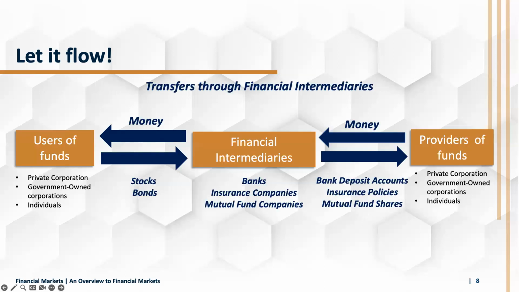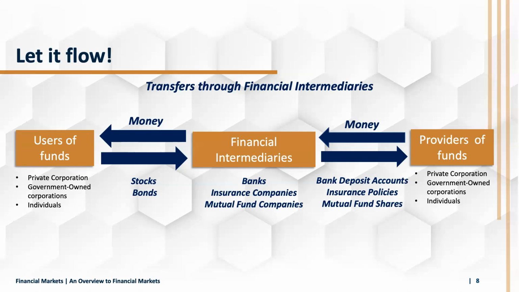Looks like this. As you can see here, it's almost the same as the diagram with the investment banks in the middle. But as you can see, there's a big difference. Why? Because the providers of funds will go to the different financial intermediaries to make their savings transactions, to buy their insurance policies, and to buy their mutual funds.